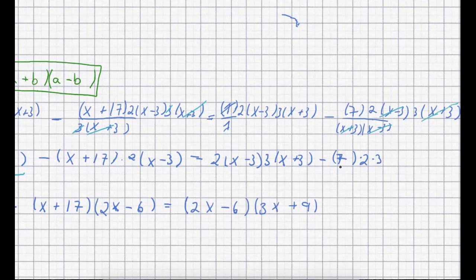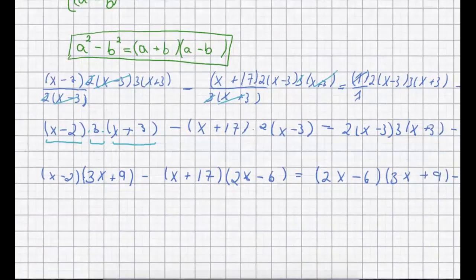Is that not right? Which one did you multiply first? 7 times 2 is 14, and then 14 times 3 is 42. Yes. So minus 42. Perfect. Okay. Wow. All right. Next stage.